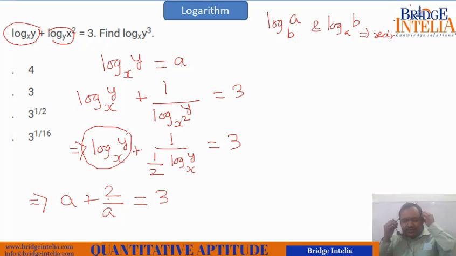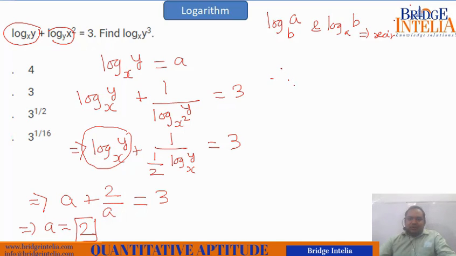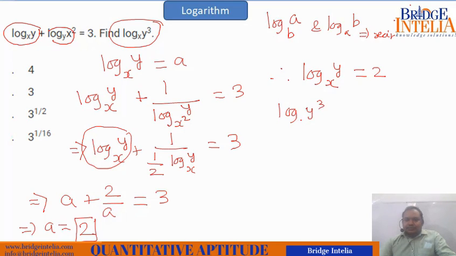If you see carefully, a is equal to 2 satisfies this equation. So it means a is equal to 2. What is a? We have assumed this to be equal to a. Therefore we are trying to say that log y to the base x is equal to 2. What are we trying to find? We are trying to find log y cube to the base x. So this is actually equal to 3 times log y to the base x.